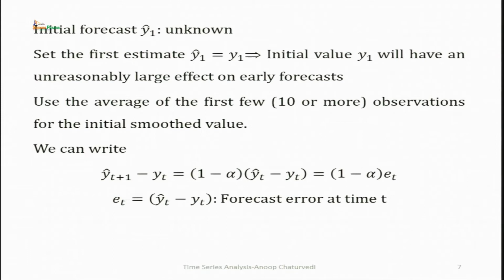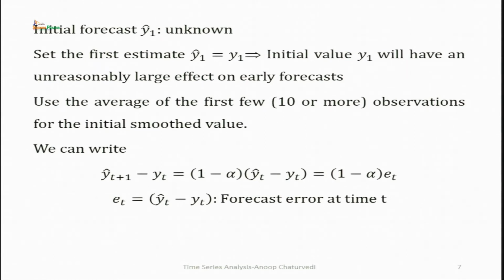A better option is you take the average of the first few observations. Usually we take the average of 10 or more observations, or if your time series is not very long, you can take the average of the first 6 observations, and then use the average of the first few observations for the initial smoothed value. So, you replace this y hat_1 by the average of the first few time series observations.